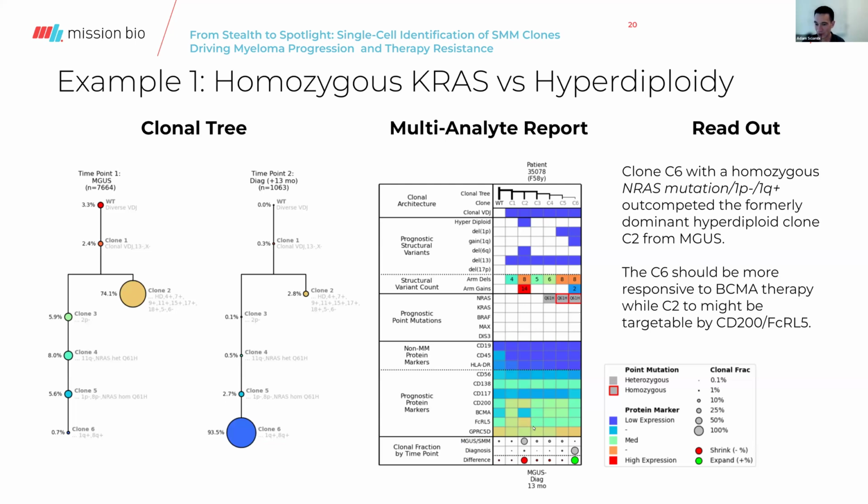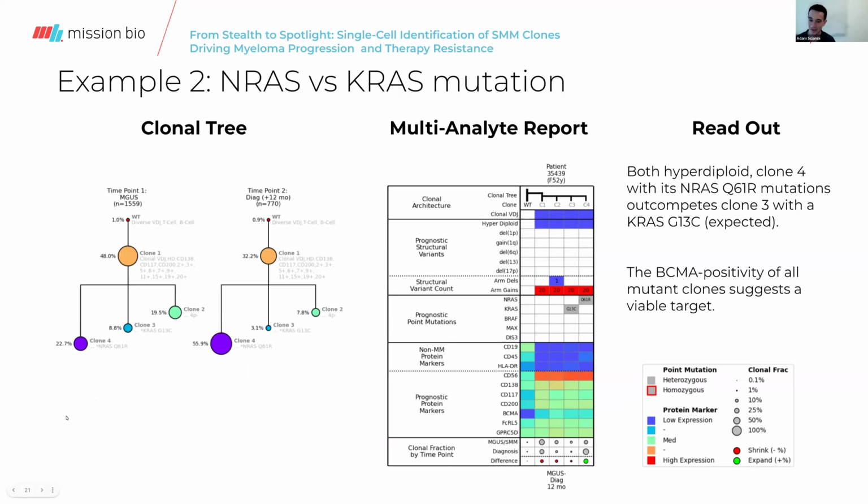So now let's move forward to another sample. And this sample is interesting because there are 2 child clones, one of which has an NRAS mutation and one of which has a KRAS mutation. So by our assay, the only difference between these 2 clones are those mutations. So it's very interesting. You can now pit these 2 clones head to head and see what happens.